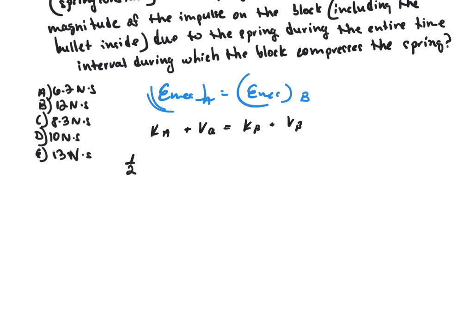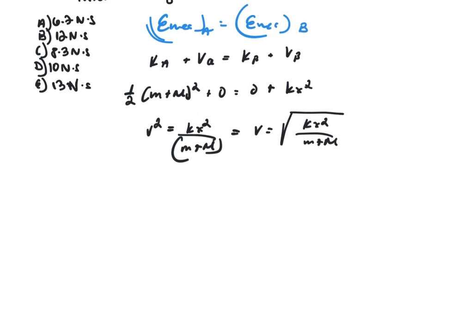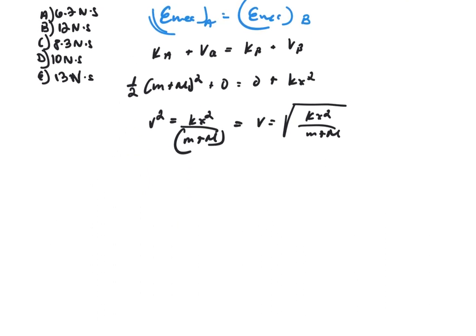So 1/2 (m plus M) V squared equals 1/2 k x squared, plus 0, which is the initial velocity of 0 for the B. So our V squared is k x squared over m plus M, which means V equals the square root of k x squared over m plus M. Now, the impulse is going to equal this. Impulse is the same thing as this right here.